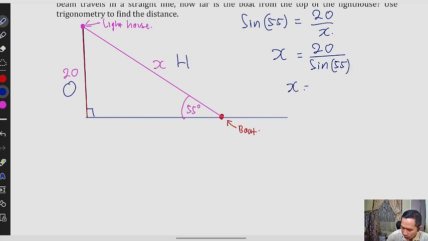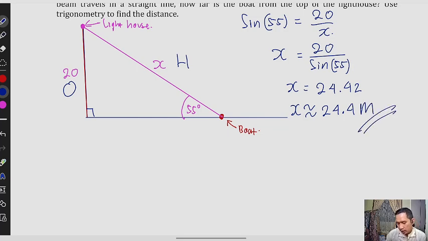Okay, so let the calculator do its job. Let's calculate. We have 24.42. Let's make it three significant figures. So the x will be 24.4 meters. Okay, so that's the distance between the boat and the lighthouse.